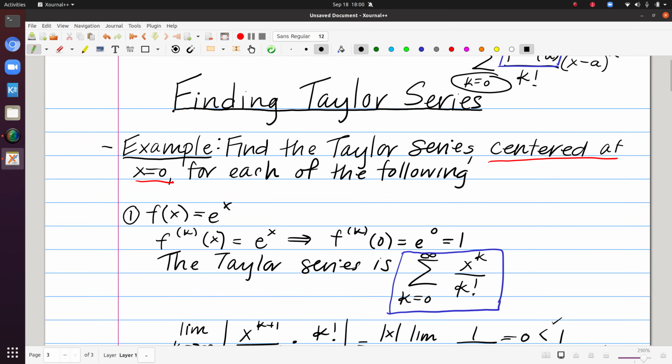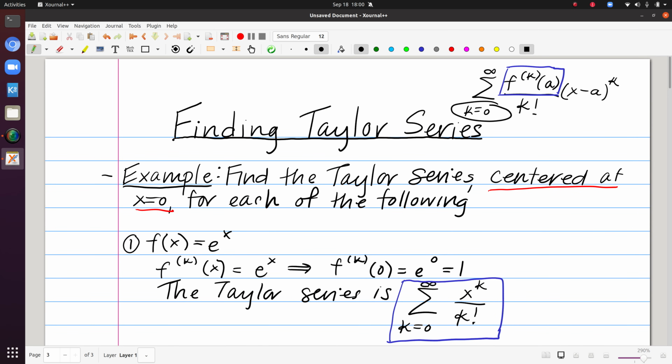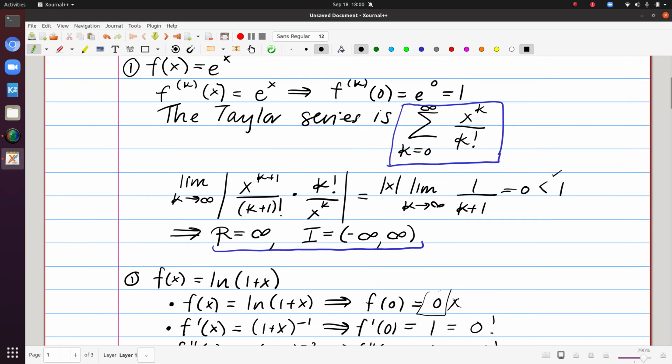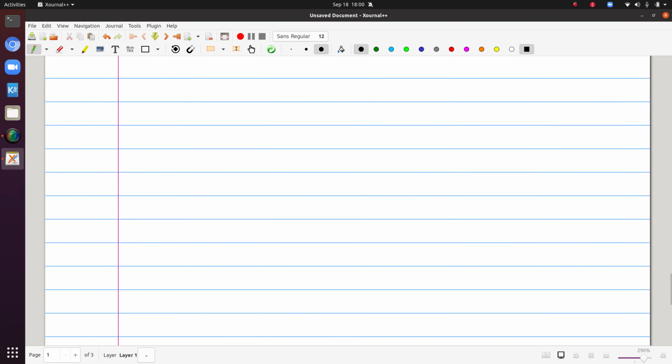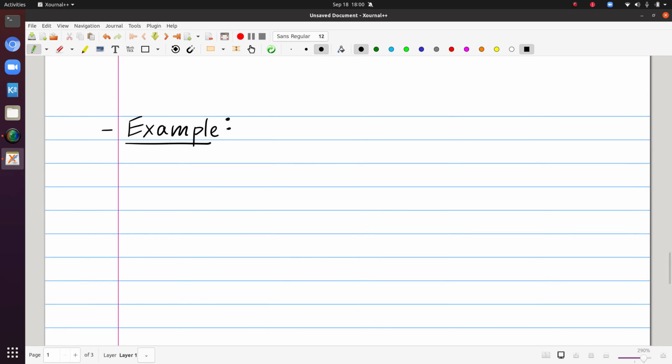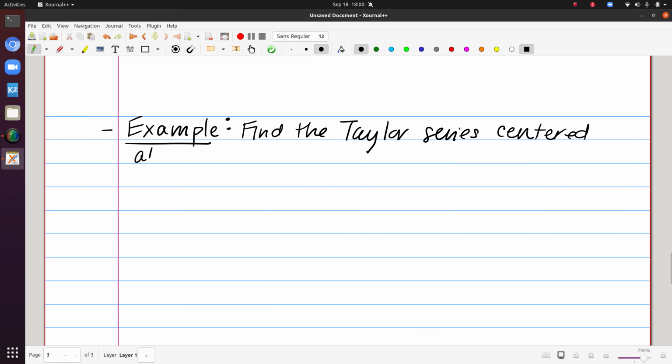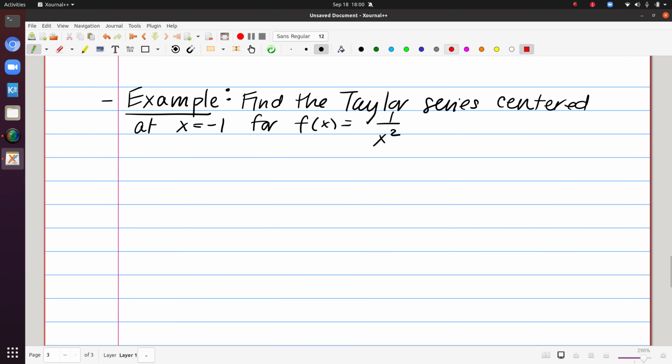If I go back to my formula at the very beginning up here, this is changing the value of a. So not only will it change this x minus a factor, we also then evaluate our derivatives at whatever the center point is. So to see this, let's find the Taylor series centered at x equals -1 for the function f of x equals 1 over x squared. So in my formula for the Taylor series, I'm going to consider a to be -1.